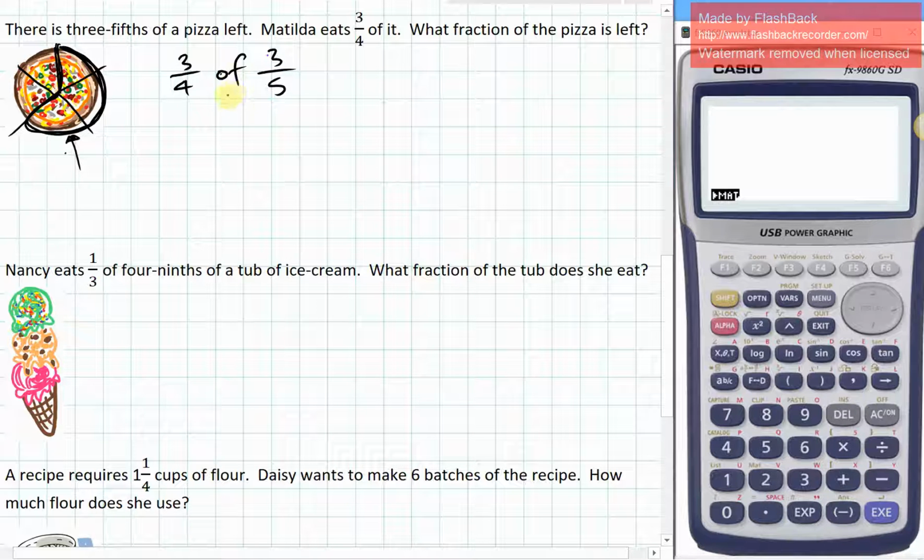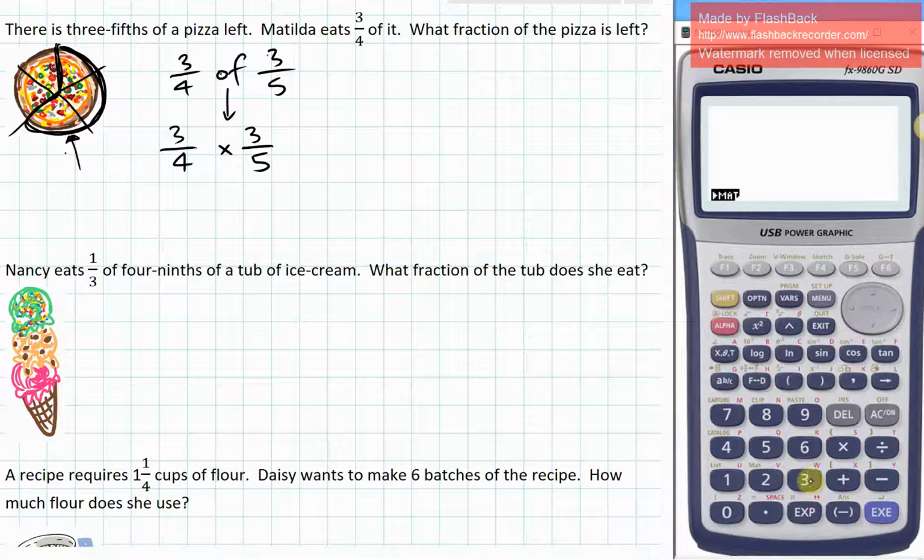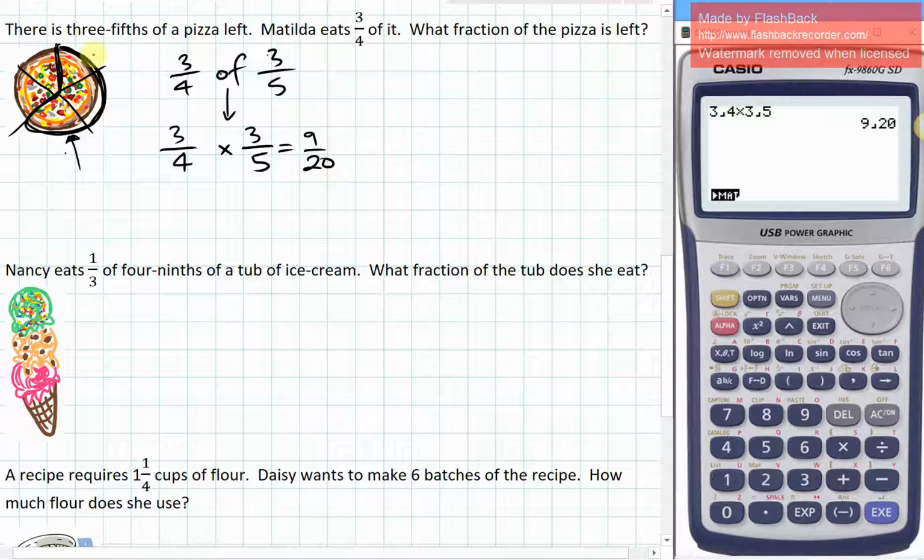So in maths, of means times. So if I just change that to times, okay, and then on my calculator enter that. So 3/4 times 3/5, I get 9/20. Okay, so of that 3/5, 9/20 of that 3/5 gets eaten.